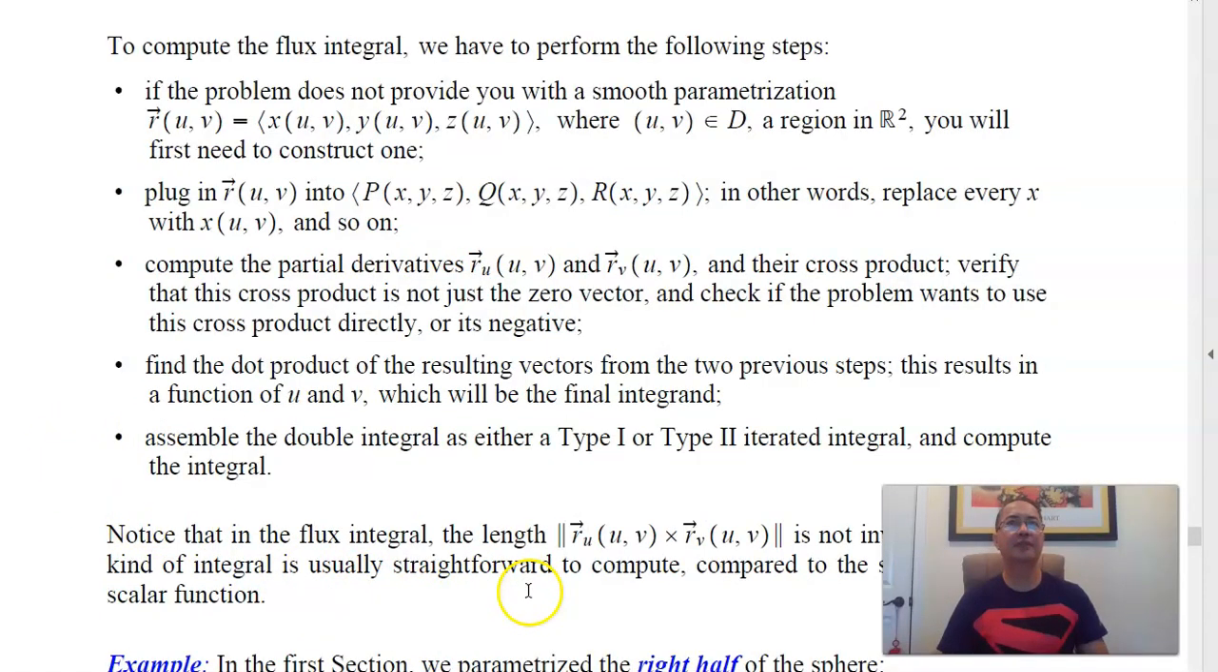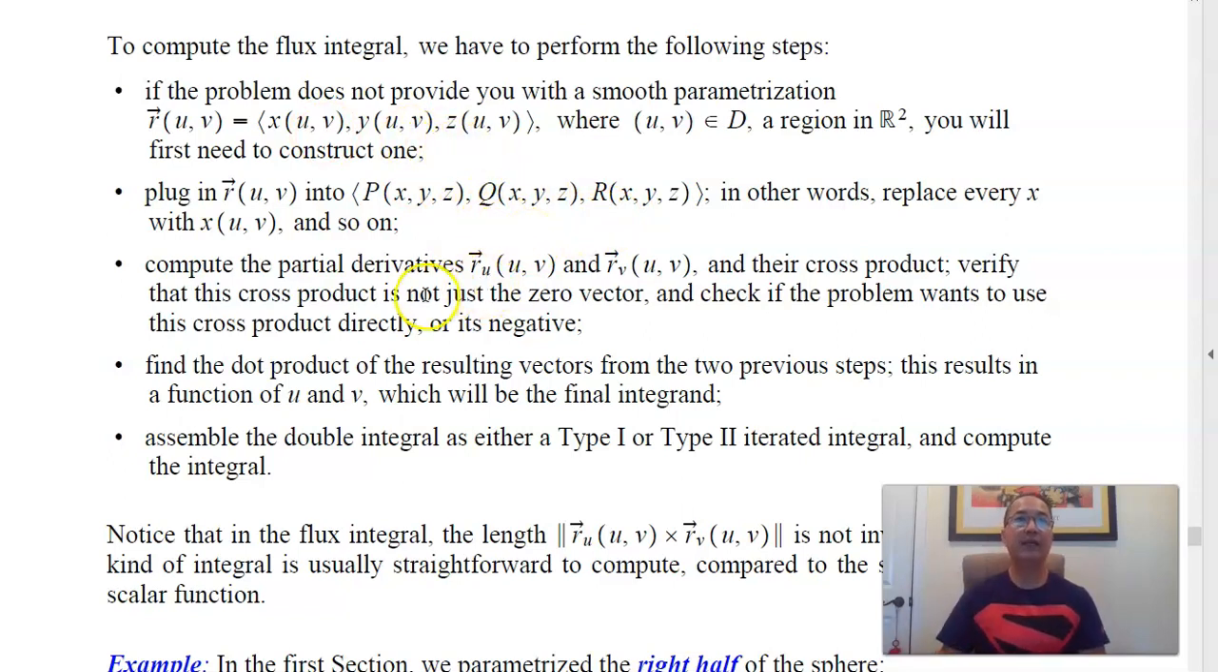All right, so here are the steps to construct this flux integral. It should remind you of the integral that we used to compute the work performed by a vector field as it moves a particle through a curve. First, you start with a parametrization for your surface, and then you plug that parametrization into your vector field, into P, into Q, into R. Everywhere there is an x, you replace it with x of (u,v). Everywhere there is a y, replace it with y of (u,v).